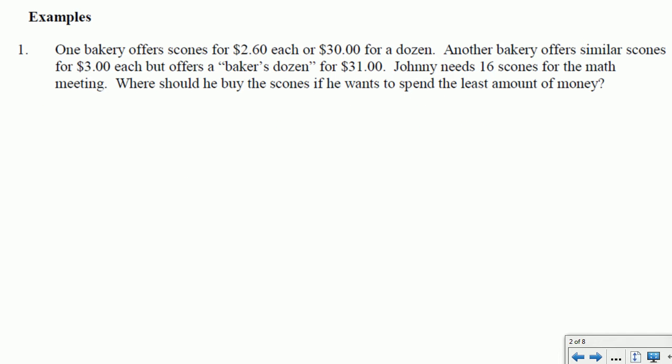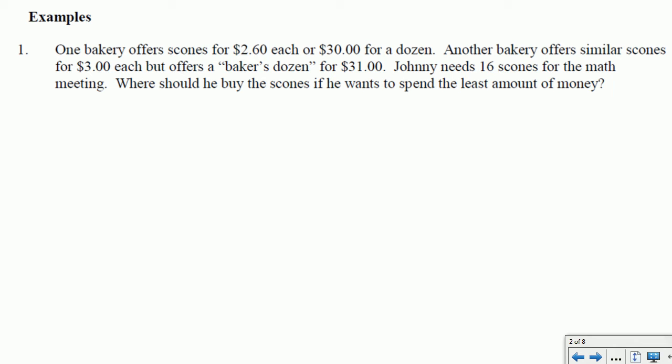So this first question we're going to look at: one bakery offers scones for $2.60 or $30 for a dozen. Another bakery offers similar scones for $3 each, but offers a baker's dozen for $31. Johnny needs 16 scones for the math meeting. Where should he buy the scones if he wants to spend the least amount of money?